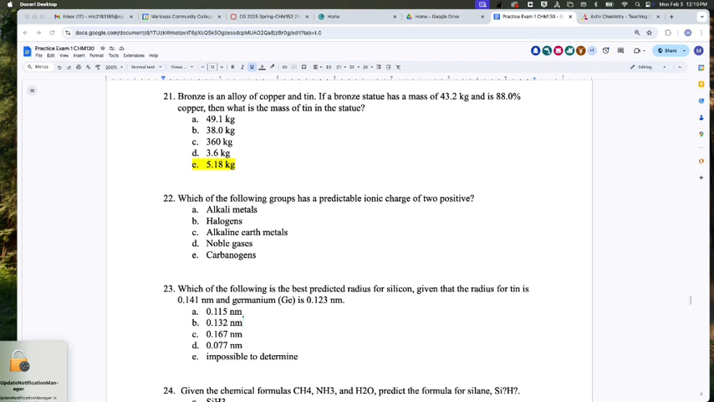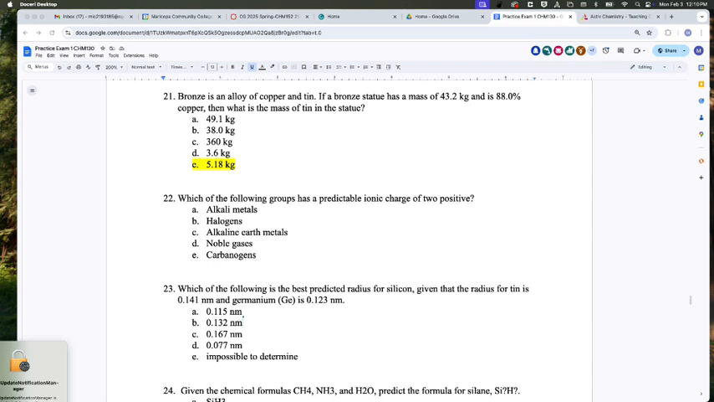Copper per what? 100 what? We're assuming grams. Why do we need grams? So that our units can cancel. This is 88 grams of copper.